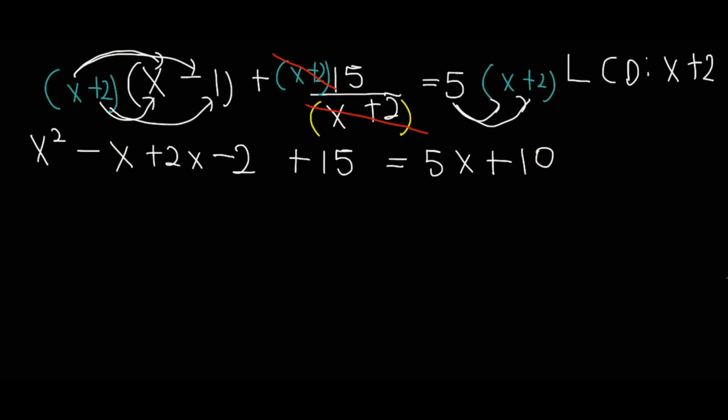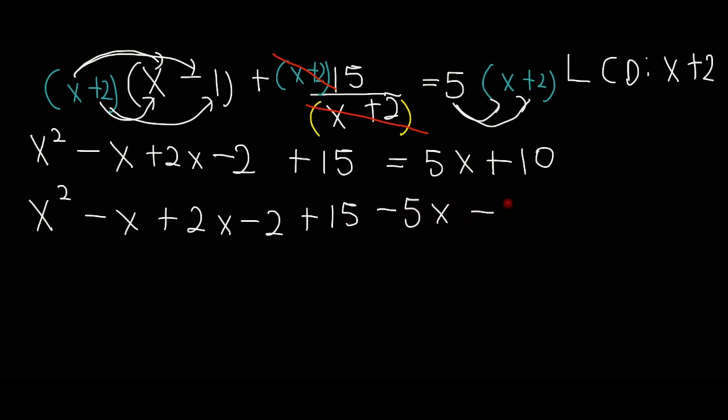And then now, because we have a square term, we must arrange these terms into a quadratic. So we take everything to this side and make it equal to 0, because for a quadratic, one side must be equal to 0. So we have x squared minus x plus 2x minus 2 plus 15 minus 5x minus 10, and then it is equal to 0.